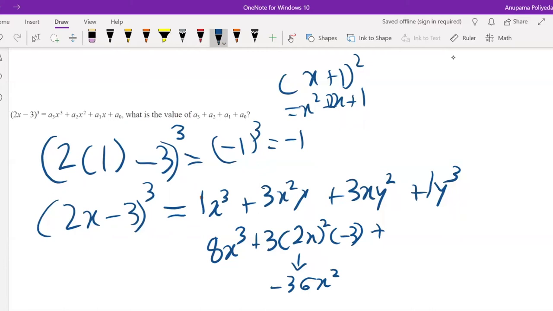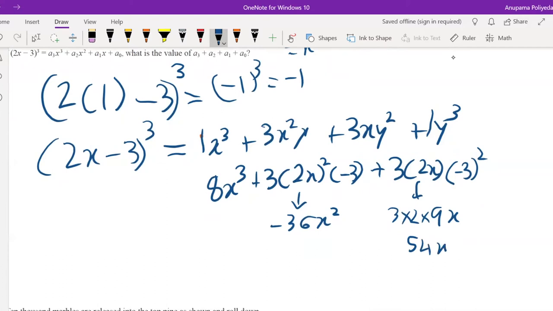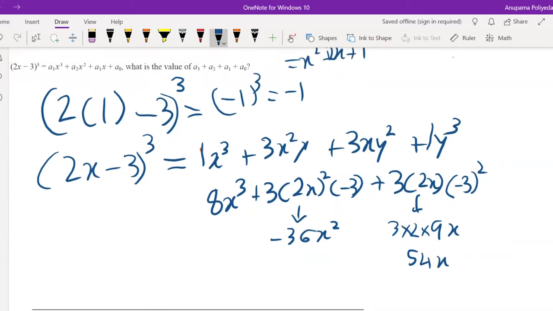27x? 54x. It would be 54, because we have 3 times 2x times negative 3 squared. So then it's not negative, because the negative squared is positive. And we have 3 times 2 times 9x. So that's 54x. And then what would our final y term be? Negative 27.